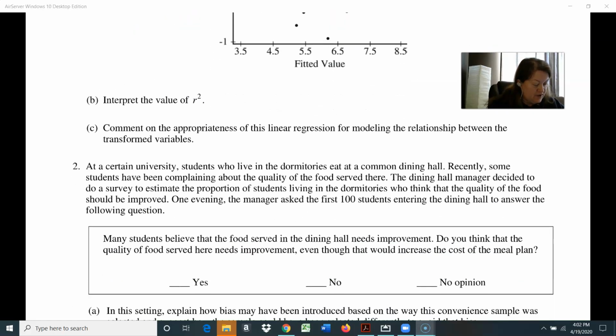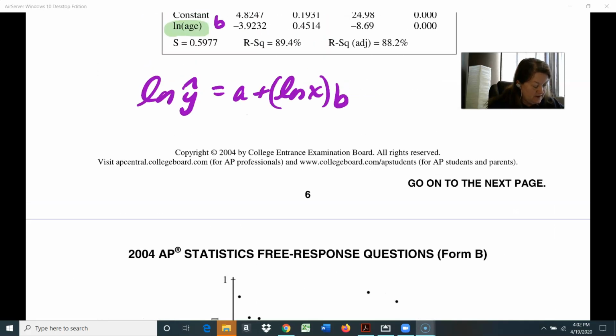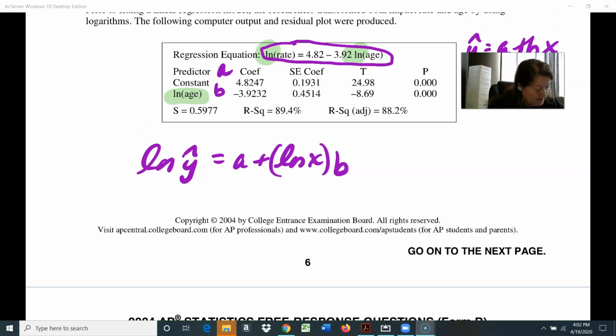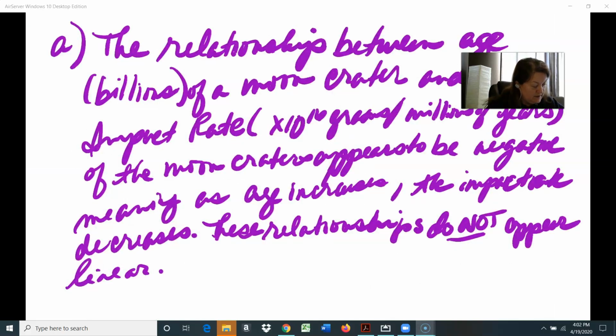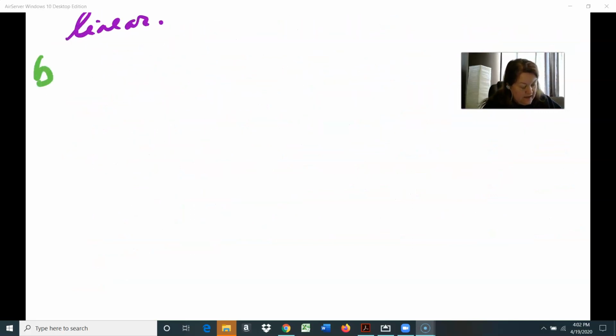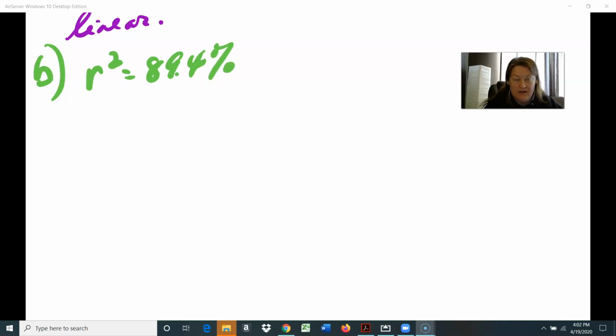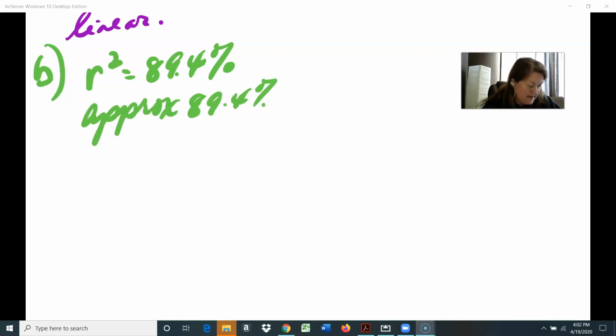Part B says interpret the r squared value. Okay, so r squared value, that would be right here. We never use the adjusted, we just use that one. And so this is going to be kind of a standard type of setting as well. So on this one, let's switch the color a little bit so you can see where that one is. So for part B, I'm going to say r squared equals 89.4%. That was the number in the printout. And then I would explain this. So our standard is approximately 89.4% of the variation.